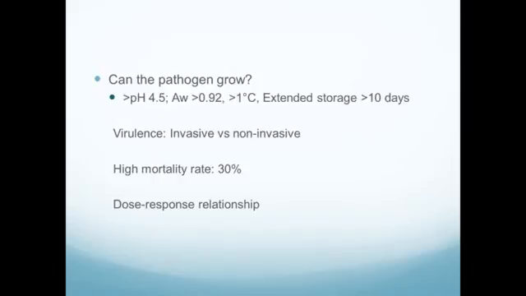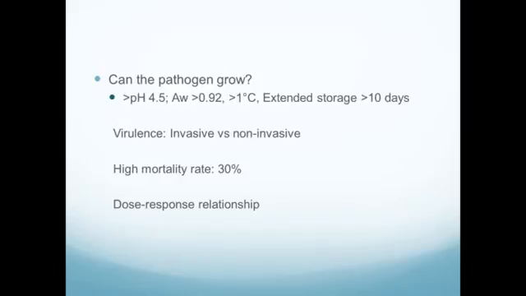So then we look at, well, does the pathogen grow? Well, we know from our growth models that anything above pH 4.5, above water activity of 0.92, at 1 degree C, and extended storage all would promote the growth of listeria. However, high acid below 4.5 or low water activity below 0.92 or freezing, and short shelf life, well, that's going to be less of a risk. And this is what we have to write down and put into our model later on.